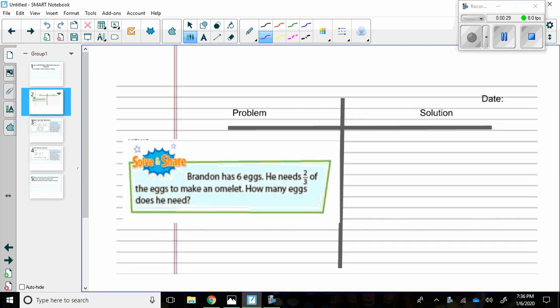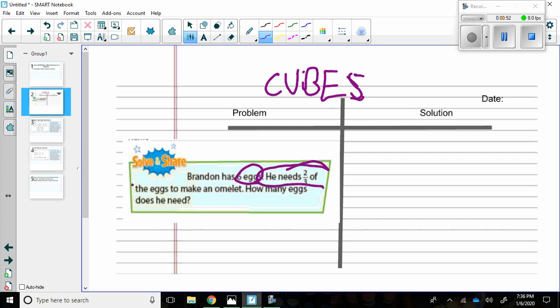Our next slide is our solve and share. We are going to be using cubes as we talk through the video. It says Brandon has 6 eggs. He needs 2/3 of the eggs to make an omelet. How many eggs does he need? So we want to know what 2/3 of 6 is.